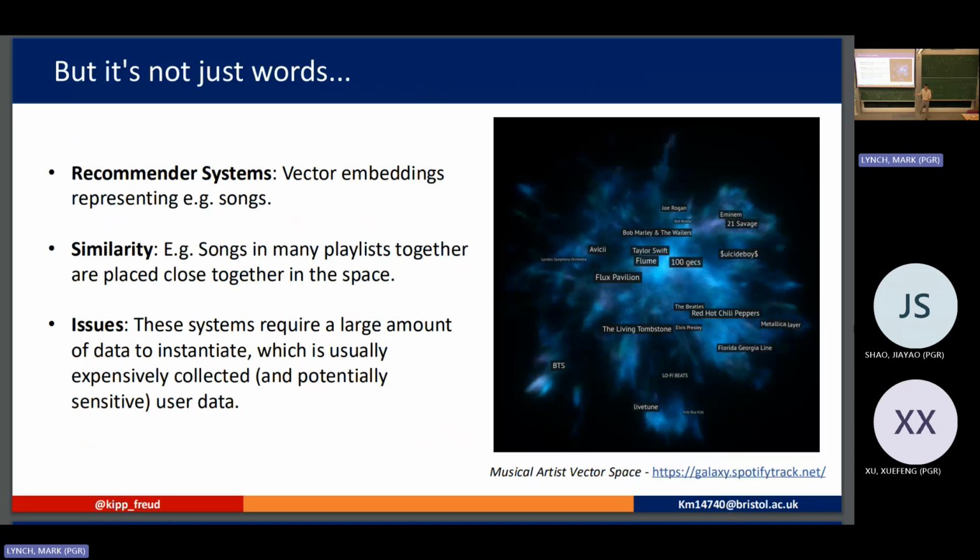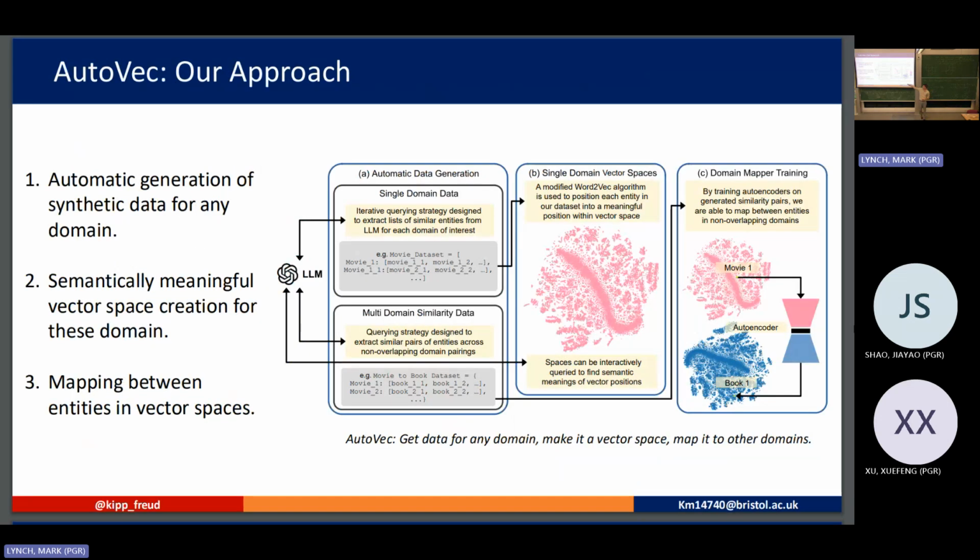And if you wanted to create a vector space for a recommender system, but on board games or UK universities or vegetables, there isn't a publicly accessible data set with which you could do that. You don't have the resources available to you to build up a data set in the same way that Spotify have done. Until now, with our approach AutoVec, where you can synthesize data automatically using large language models. So this is a three-step process. The first is the automatic generation of synthetic data for any domain.